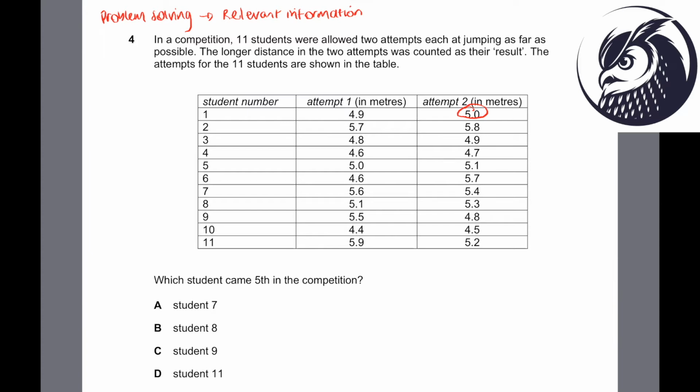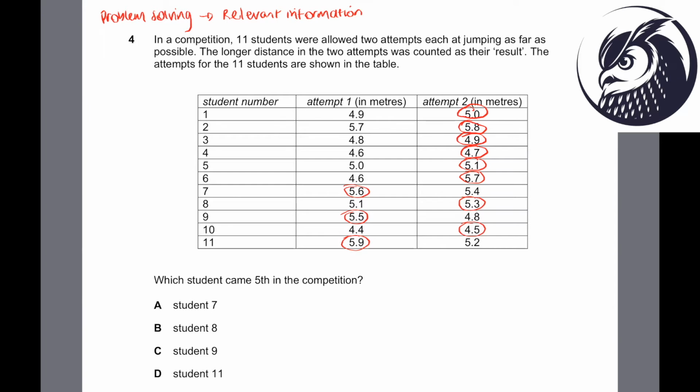So student 2, 5.8, student 3, 4.9, student 4, 4.7, student 5, 5.1, student 6, 5.7, student 7, 5.6, student 8, 5.3, student 9, 5.5, student 10, 4.5, and student 11, 5.9. All right, so now we know that we're only interested in the numbers that are in the red circle, and we basically now have to find the one that was the 5th highest.